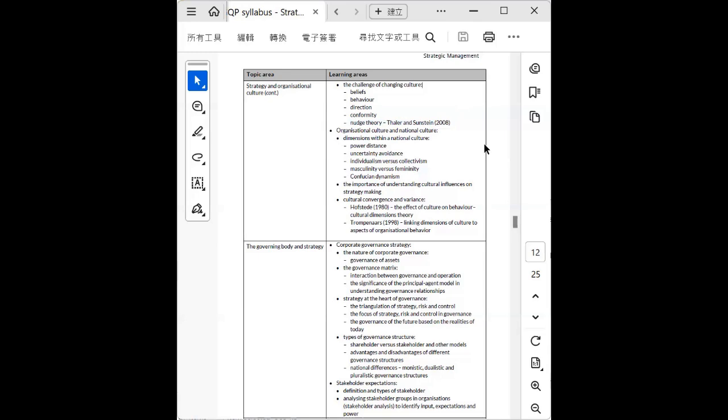And then we have organization culture and national culture. There are quite a lot of theories in here. There's Hofstede's theory on national culture, which focuses on things like power distance, which examines the extent to which hierarchical differences are accepted and expected within a culture. And then uncertainty avoidance. So it looks at how the culture handles ambiguity and risk, shaping the organization's policies and practices.